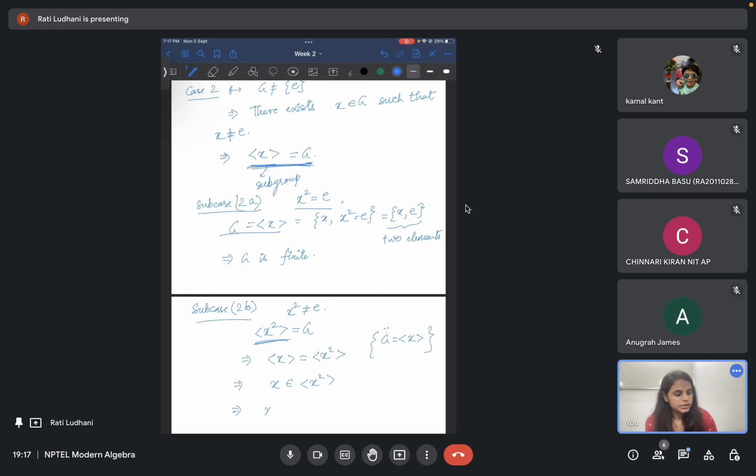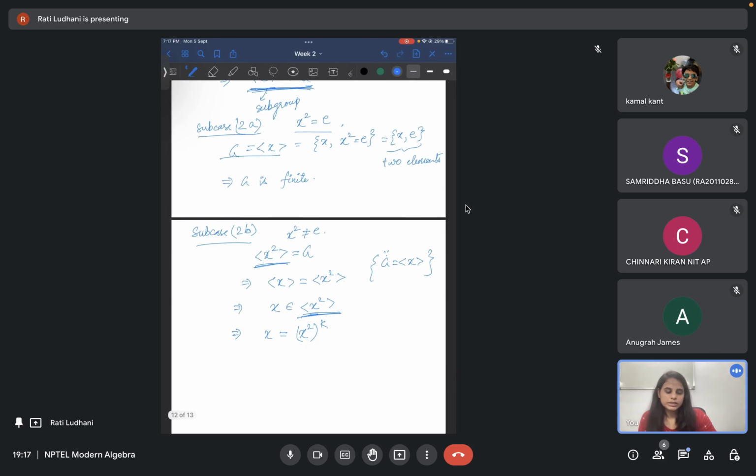What does that mean? x is equal to some power of x square. That means, let's say, x square raised to power k, because all the elements of the set generated by x square will look like x square raised to power something. So x has to be of this form. This implies x is equal to x raised to power 2k, and this is a finite number where k is a positive number or whatever you say.